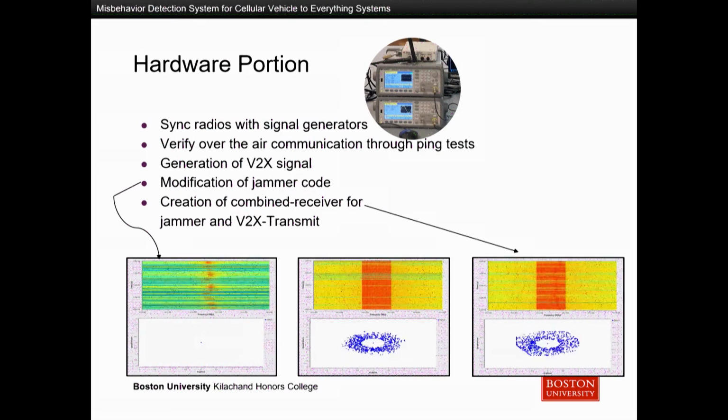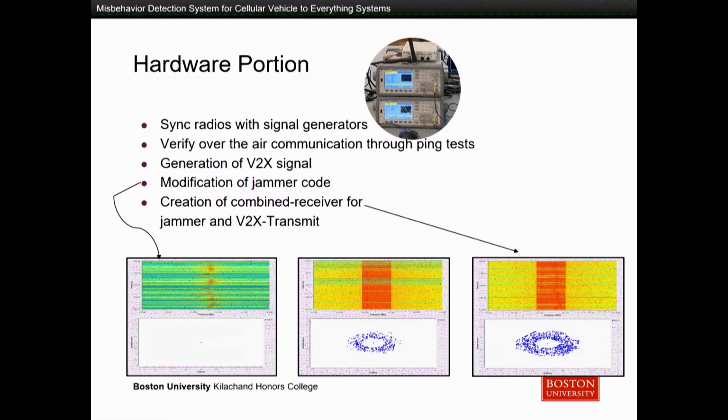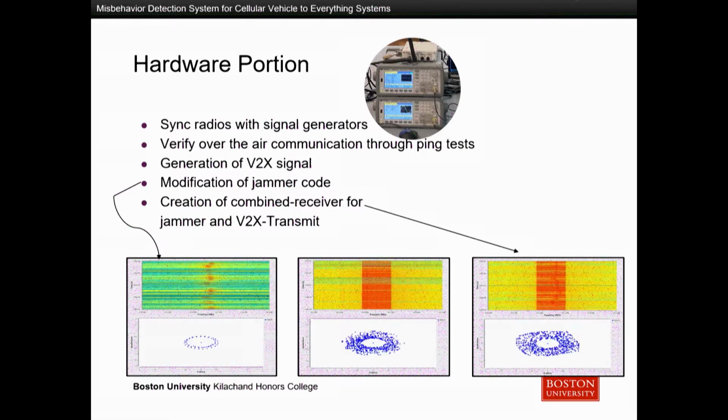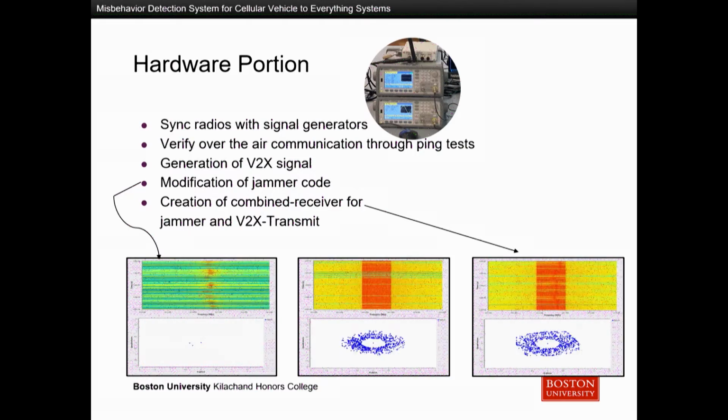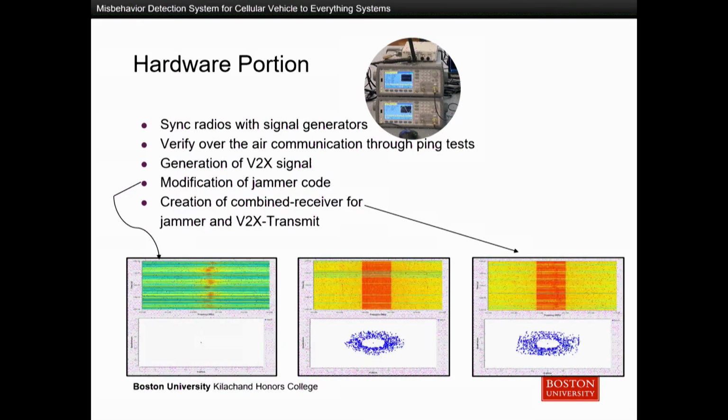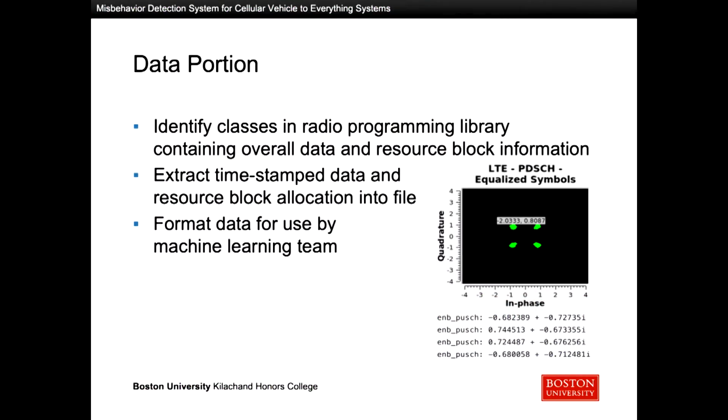And then the bottom is just a plot with IQ data, which stands for in-phase and quadrature, but all you really need to know is it's a slice of a waveform that's being received, and another way to visualize a radio signal. So with the data, we were able to identify, by reverse engineering this big code base in the programming library, get all that data, all the resource block and IQ data, extract it, get timestamps, and also the actual values.